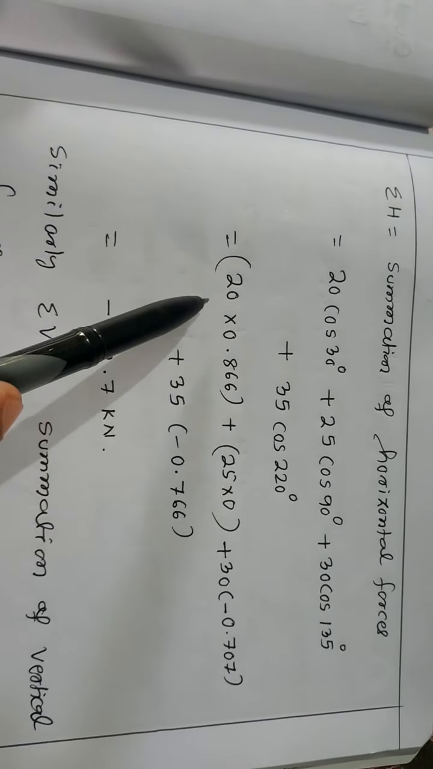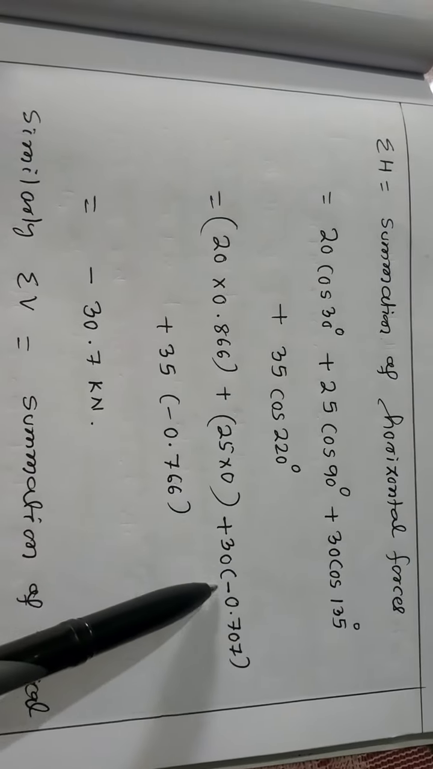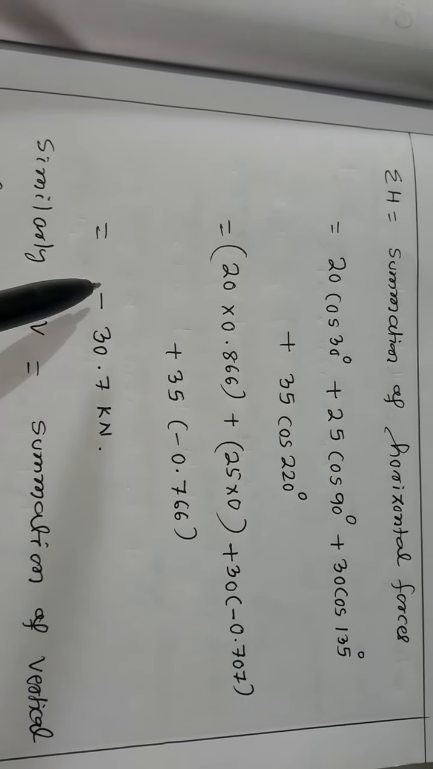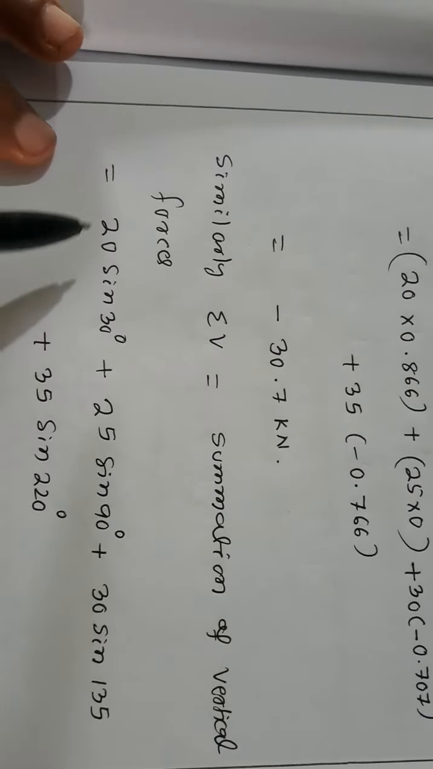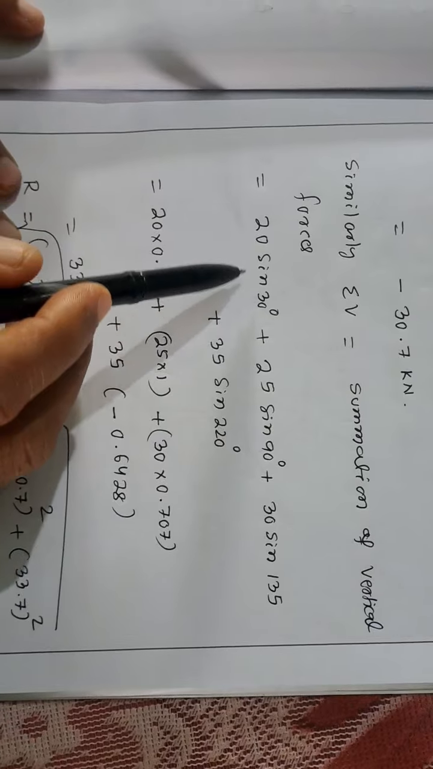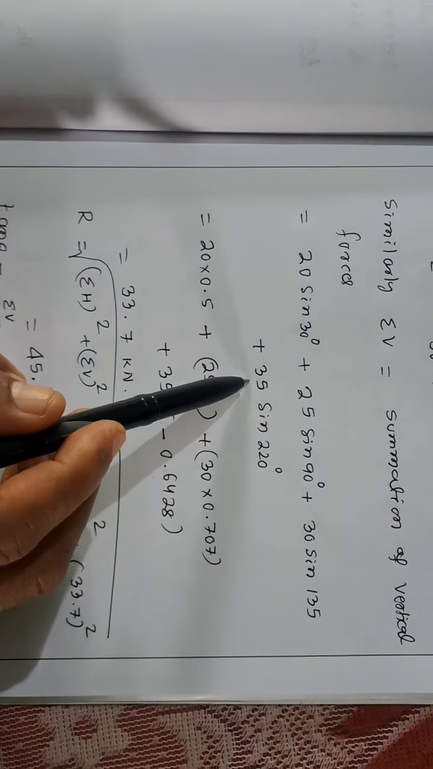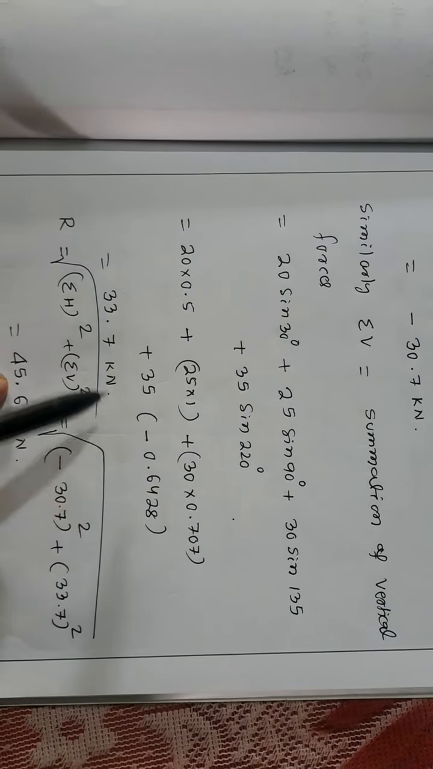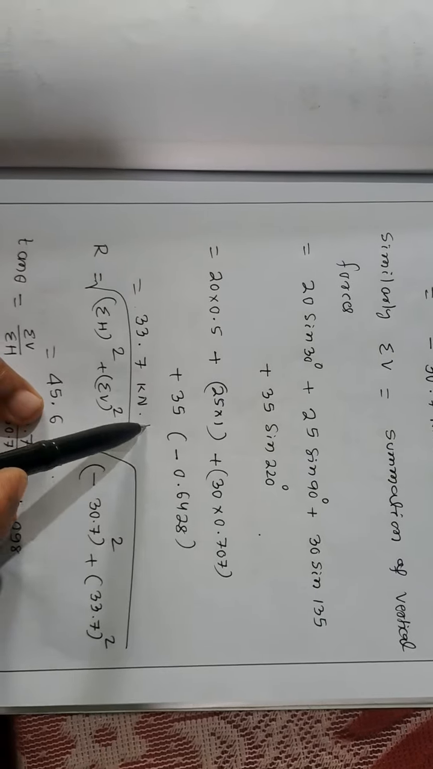Then its value: 20 into 0.866, 25 into 0, 30 into minus 0.70, 35 into the value. After calculating, we have minus 30.7 kilonewton. Then delta B, summation of vertical forces: 20 sin 30, 25 sin 90, 30 sin 135, 35 sin 220. After calculating from calculator, we have delta B equal to 33.7 kilonewton.